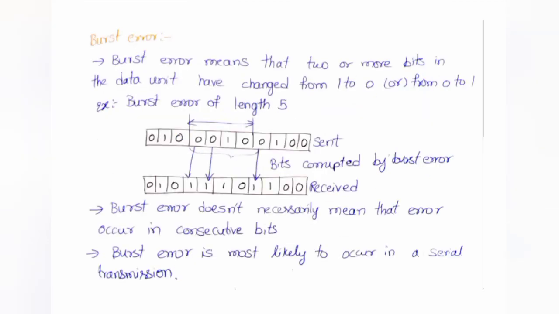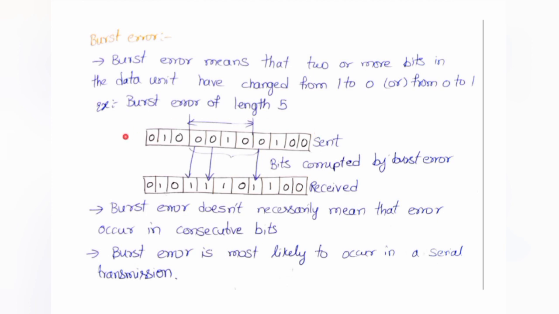The next one is the burst error. Burst error means that two or more bits in the data unit have changed from 1 to 0 or from 0 to 1. In the single bit error, there is a change of only one bit. But in the case of burst error, there is a change of two or more bits while transferring the data from sender to the receiver. The example of the burst error is given in this figure. This message has a burst error of length 5.